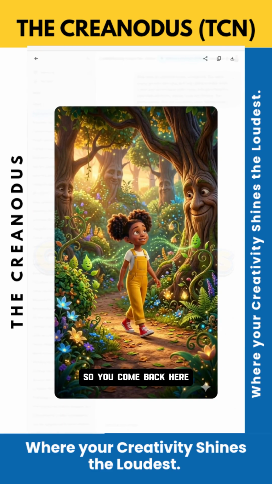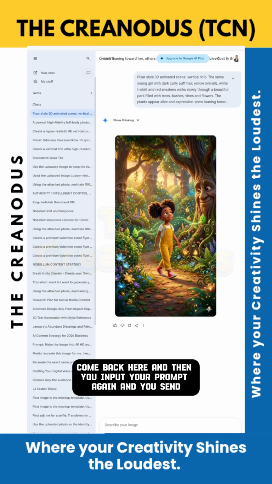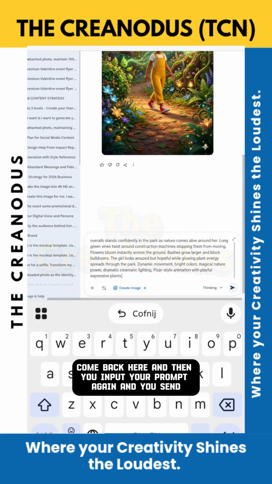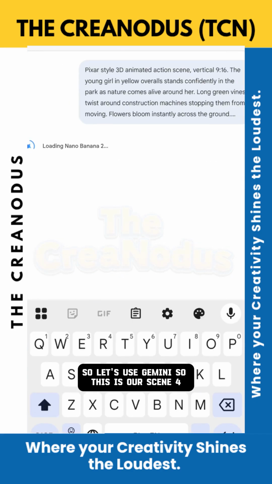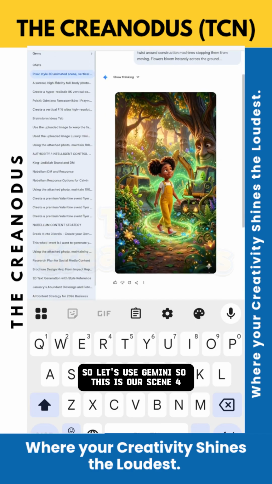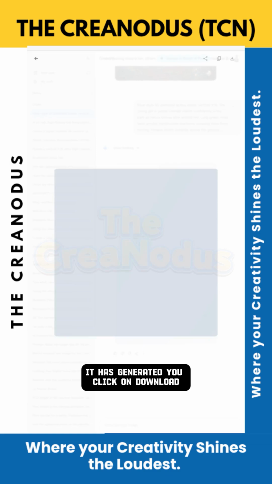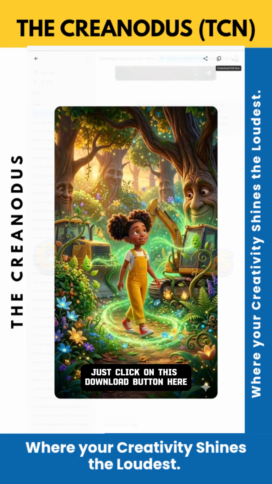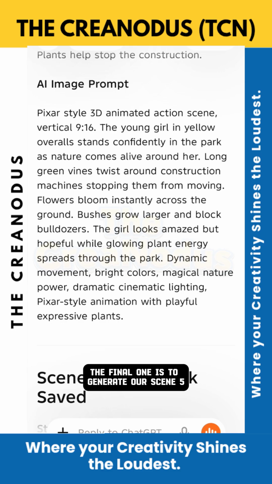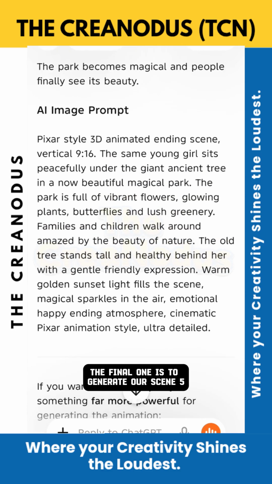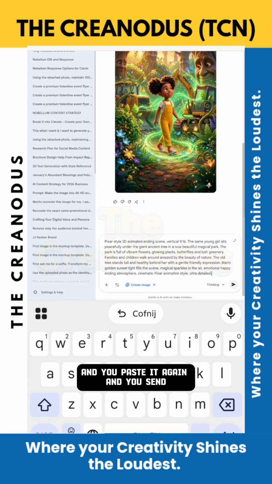So you come back here, and then you input your prompt again, and you send. So this is our scene 4. It has generated. You click on download. Just click on this download button here, download full size, and it is in your phone. So let's also generate our scene 5, the final one. You paste it again and you send.